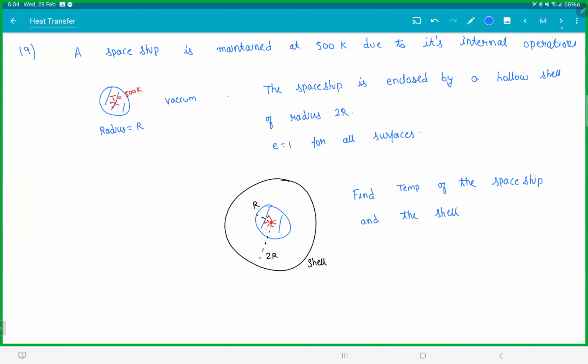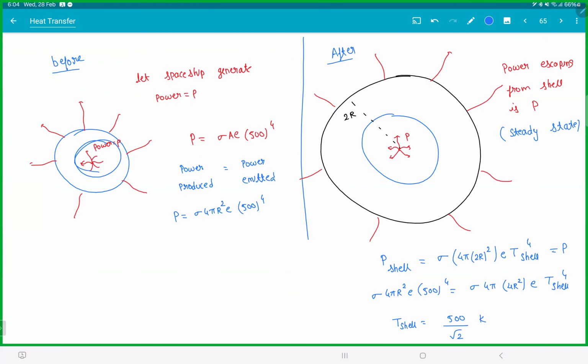So initially what is happening? The spaceship is producing some power from inside. Because of that, the entire spaceship is heated to 500 Kelvin. And whenever the surface has some temperature, it will emit heat. So the heat emitted is sigma AE 500 power 4, which is equal to P, where P is the power emitted by the heater. Now, when you went and covered this with a shell, whatever power you're producing from inside has to escape to infinity.